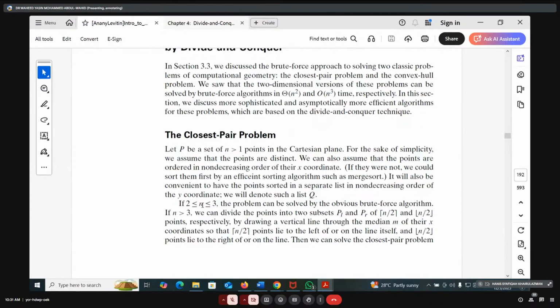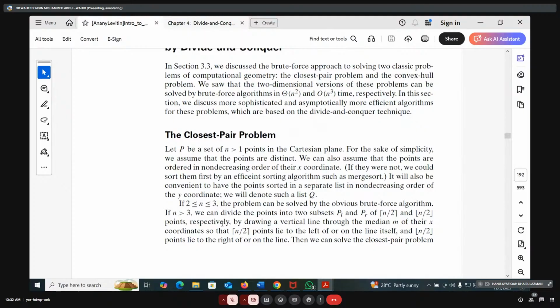The closest pair. So at least I have 3 points. If I have 3 points, I will use brute force. More than 3, okay, I will use divide and conquer. If n is greater than 3, we can divide the points into two subsets, P left and P right, of n divided by 2 and n more than 2 points respectively.